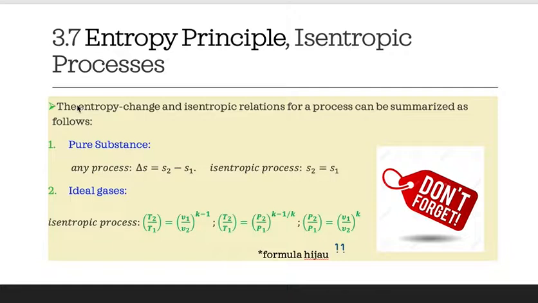So, the entropy change and isentropic relation for a process can be summarized as follows. If the substance is liquid or steam, then we can find the entropy from the property table. But if the substance is an ideal gas, we can find the properties such as T, V, pressure and so on using the formula Hijau.